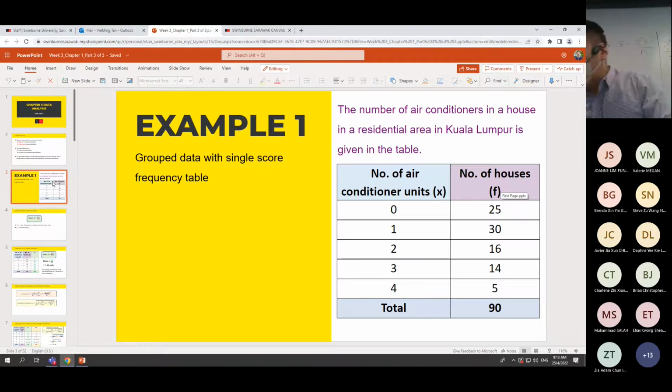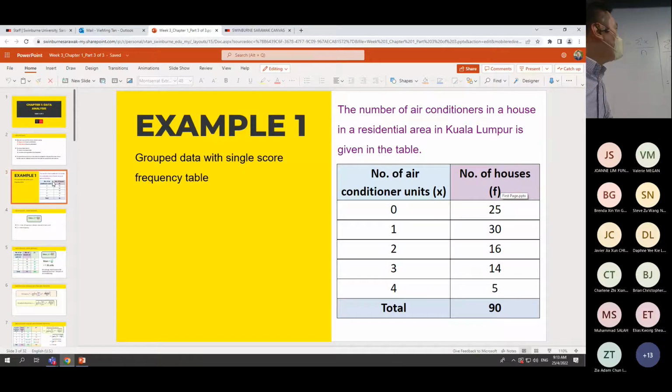So I substitute 90. 90 is from the table, total f. So the problem now is the numerator. We don't know the value. We need to calculate the numerator, which is f multiplied by x, the total of f multiplied by x. Then what is the meaning of fx here? So fx means the value of the f multiplied by x column for each row.